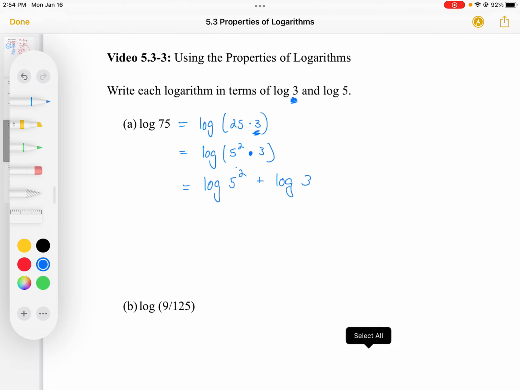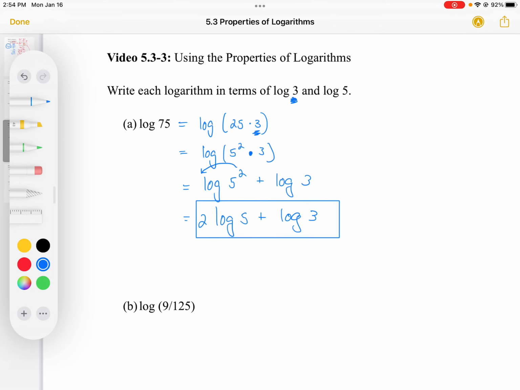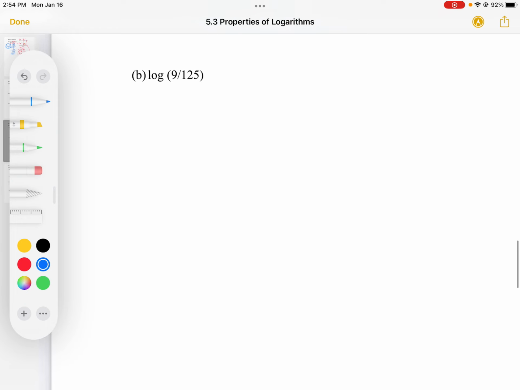Now I'm going to use the power property. I'm going to bring that 2 out front. So this becomes 2 times the log of 5 plus the log of 3. So I've rewritten this statement, log of 75, as an expression involving logs of just 5 and of just 3 as the directions ask. So that's going to be my answer in that case. Let's look at the next question.